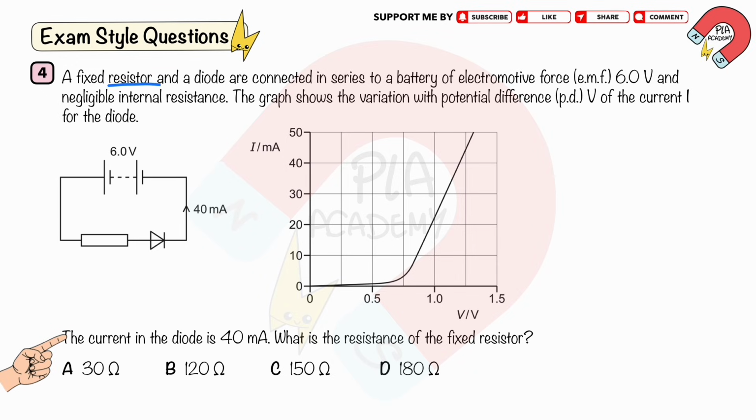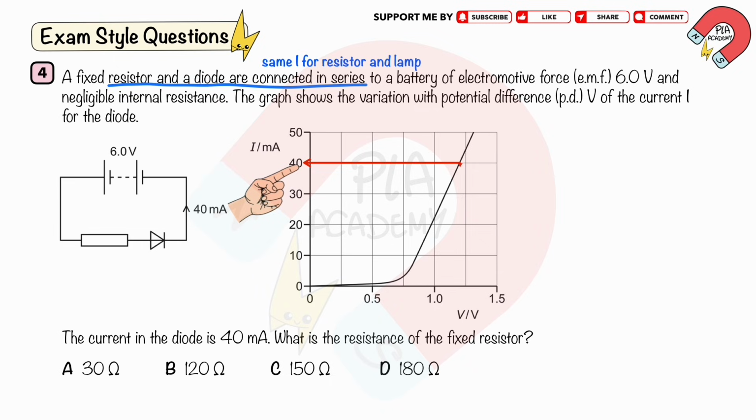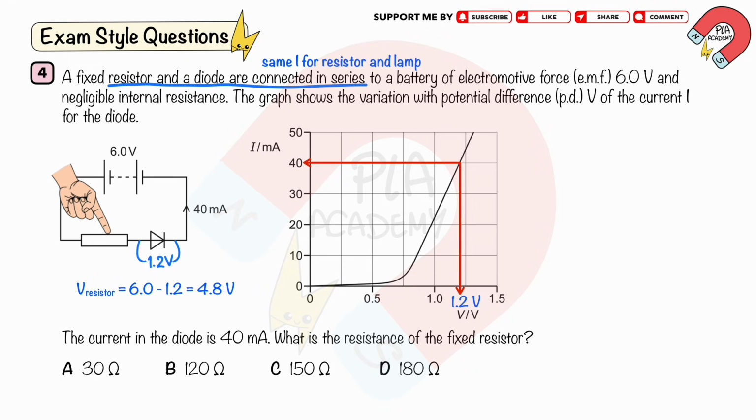The resistor and the diode are connected in series, so the same current passes through them. In the IV graph of the diode, when the current in the diode is 40 mA, the PD across the diode is 1.2 volts. As the PD across the diode is 1.2 volts, the PD across the resistor is 6 minus 1.2, resulting in 4.8 volts.